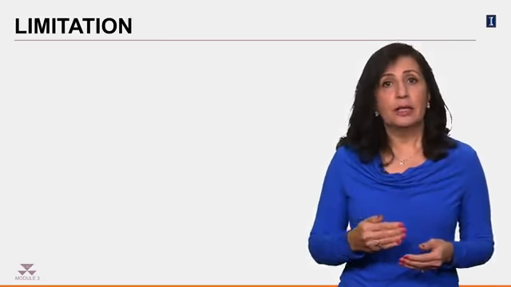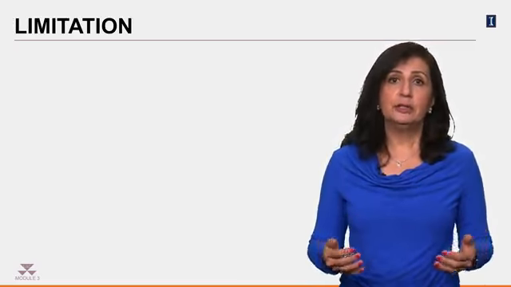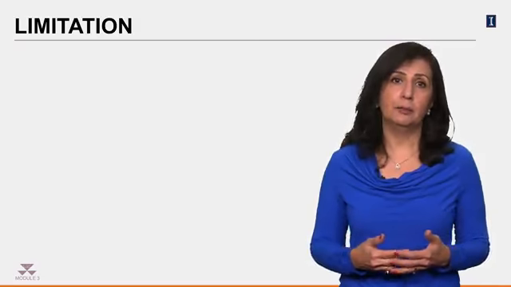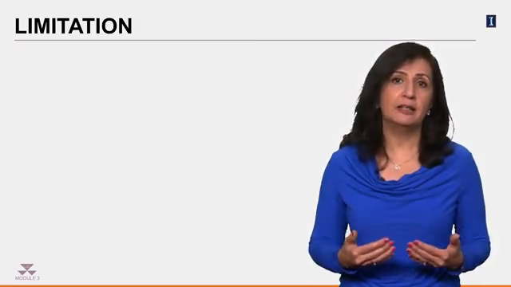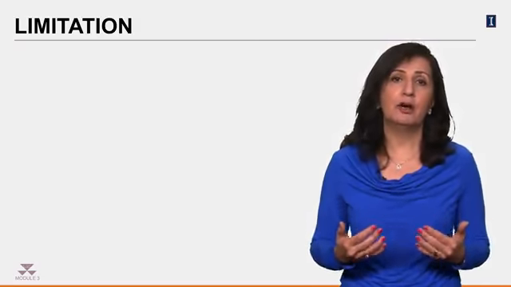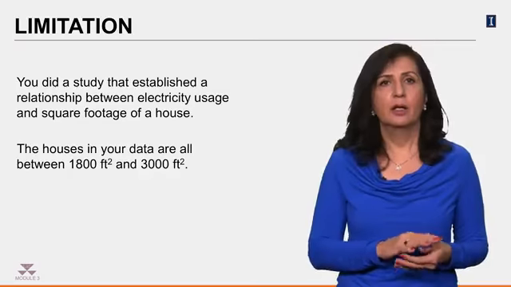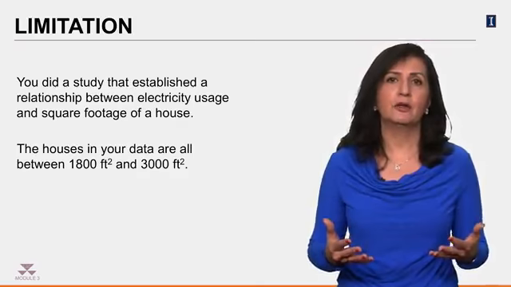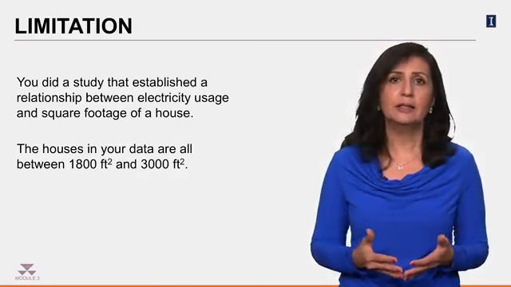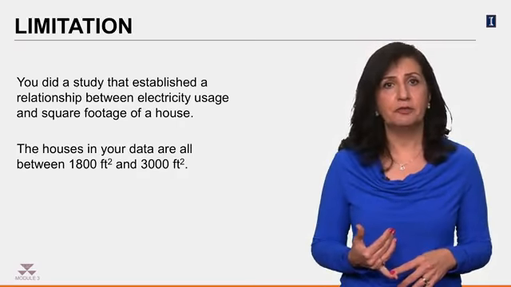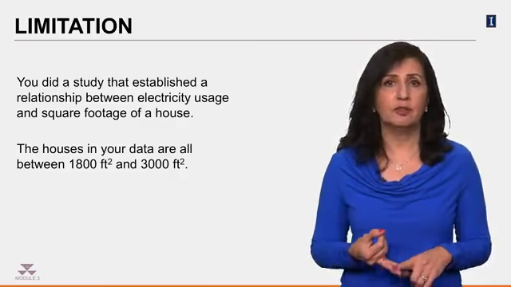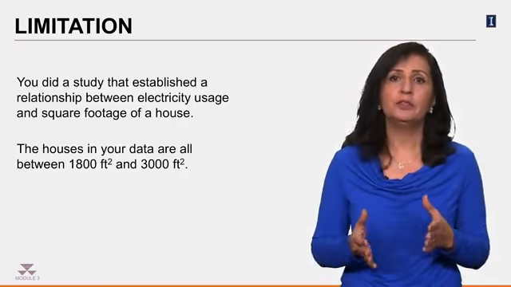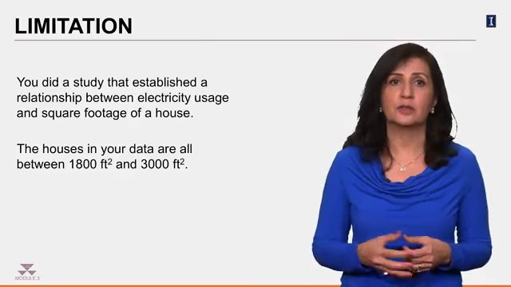If the data more or less doesn't violate the assumptions mentioned, then the linear regression can be used. Then you should be mindful of how to apply the model. The model is only valid for the range of data you have analyzed. Consider this case. You did a study which established a relationship between electricity usage and houses' square feet. You have data collected for the house size in square feet and how many kilowatt hours of electricity is used per month. The houses in your data are all between 1,800 square feet and 3,000 square feet.